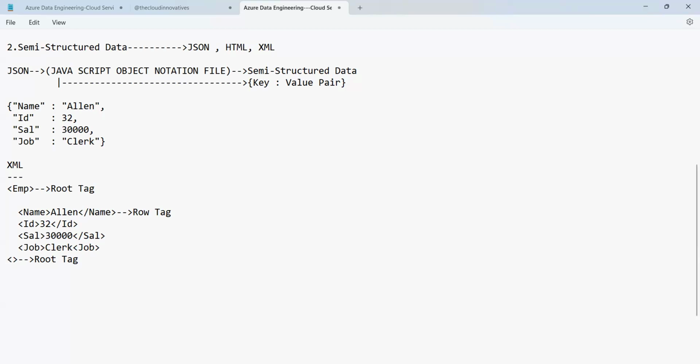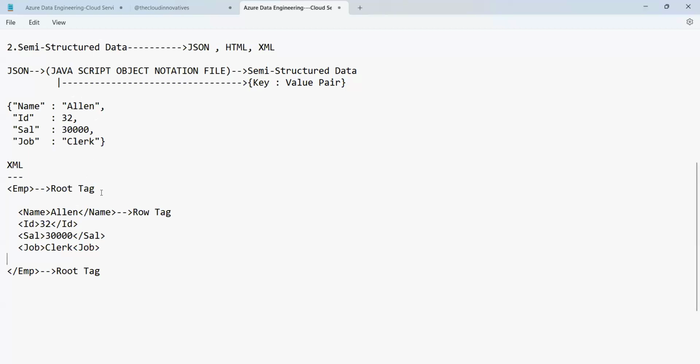Finally, you have to end the root tag. So the root tag also we need to close with an initial slash. That means this is the data, guys. So this is called an XML file, which stands for Extensible Markup Language. So this is one of the semi-structured data.